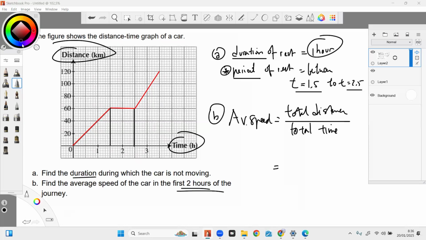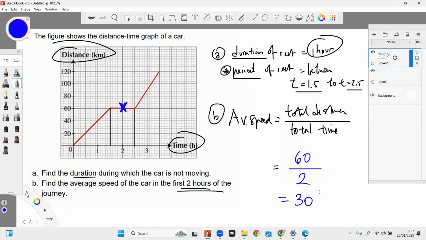So we have to stop not at 3.5, but here. What is the distance traveled until this point? 60, right? So we use 60 over time 2, so 30 kilometers per hour. That's all. Total distance over total time.